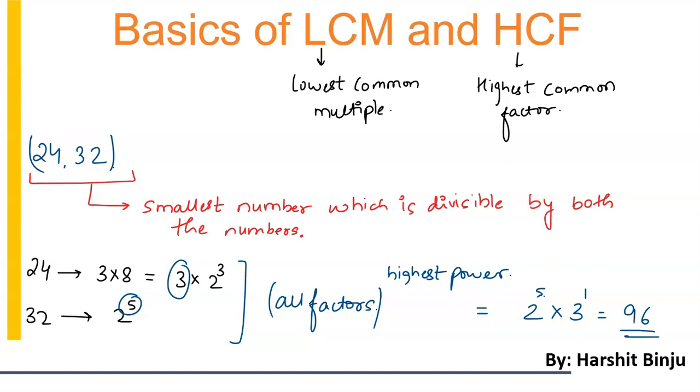Okay, so you can see that 96 divided by 4 will give you 24, and 96 divided by 3 will give you 32. So this is what is meant by the term SCF, and this is what is meant by the term LCM.